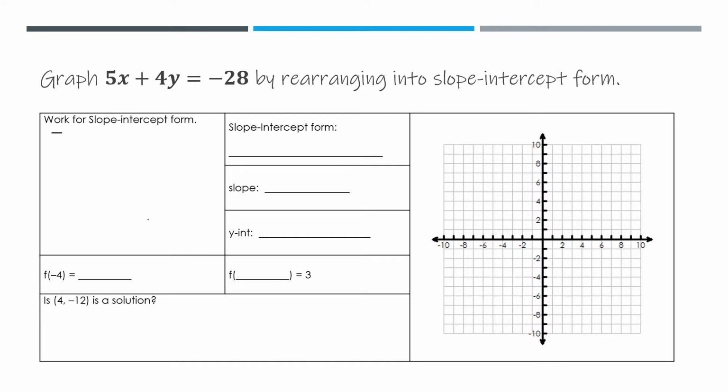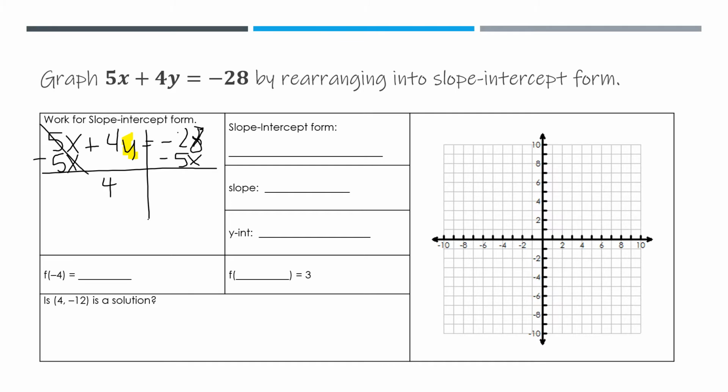So I'm going to take 5x plus 4y equals negative 28, and I am going to solve this for y. So I want to get the y by itself. So I'm going to move everything else from the left-hand side to the right-hand side. I'm going to start with moving the 5x. And this is just like the literal equations that we did earlier on in the semester. So now I can cancel that out.